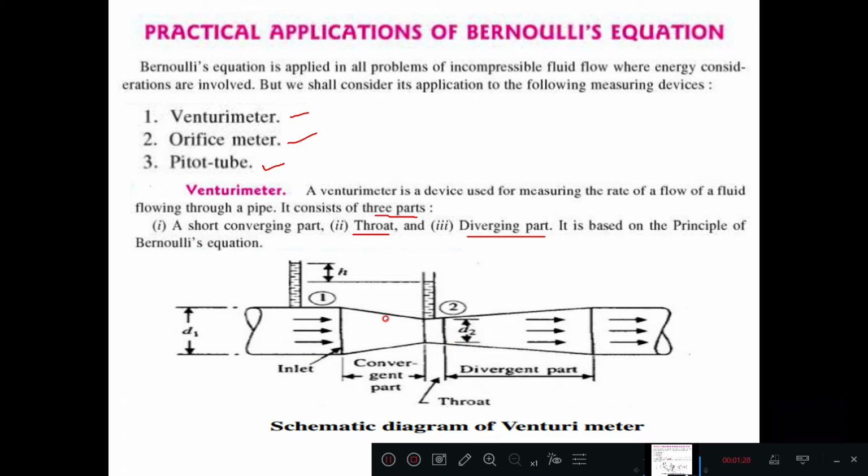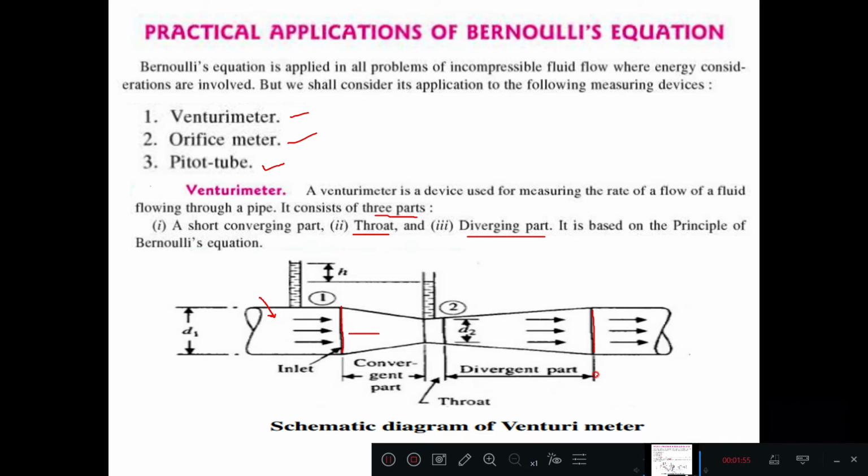So this is the venturimeter device. This one is a pipe, and here the venturimeter is connected. From here to here the venturimeter is connected. The first part is the inlet part, also called the convergent part, the middle one is called the throat, and this last one is the diverging part.